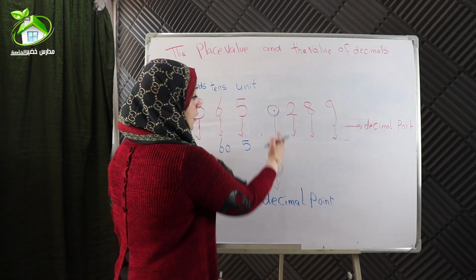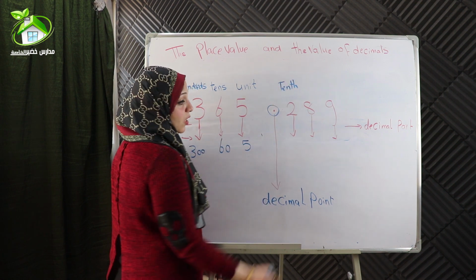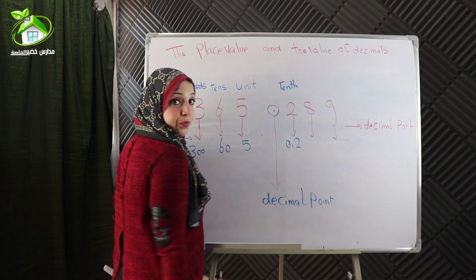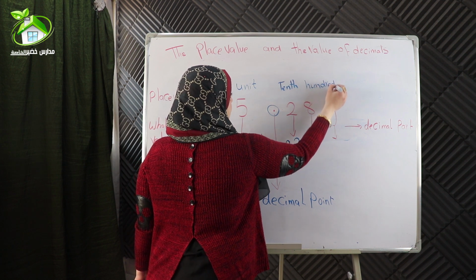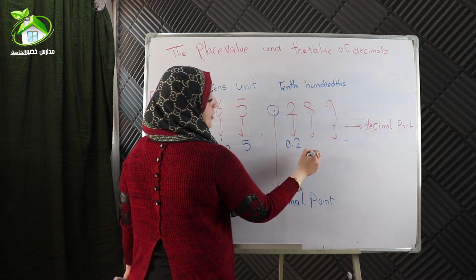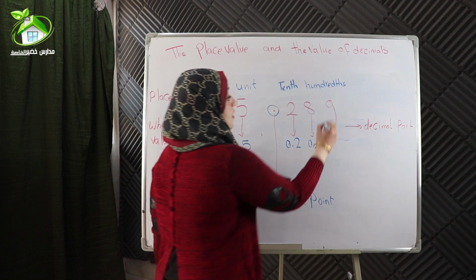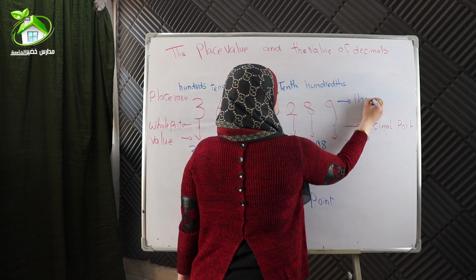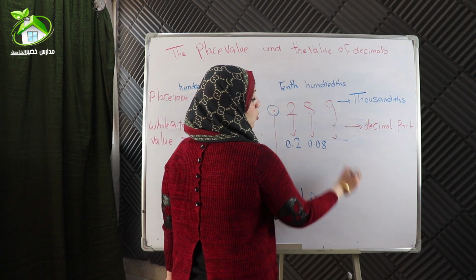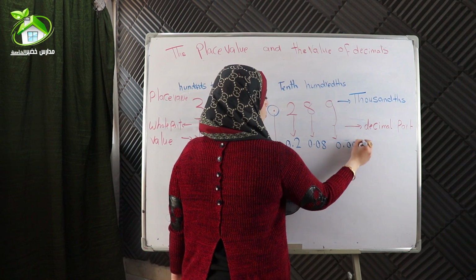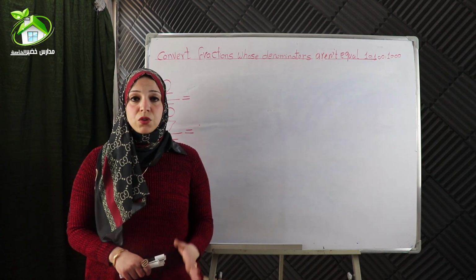The first number after the decimal point is in the tenths place, and its value equals 0.2. 8 is in the hundredths place, and its value equals 0.08. 9 is in the thousandths place, and its value equals 0.009. Convert fractions whose denominators aren't equal to 10 or 100 or 1000.